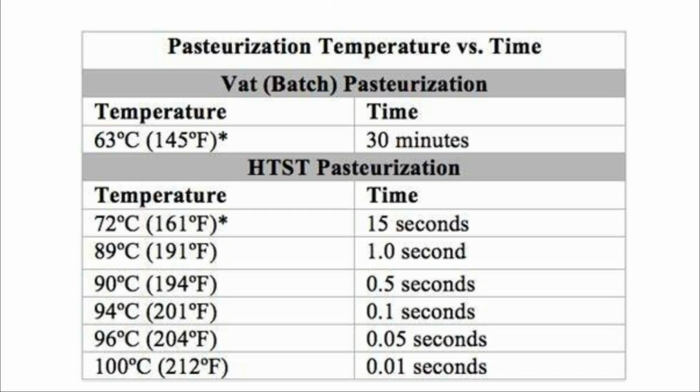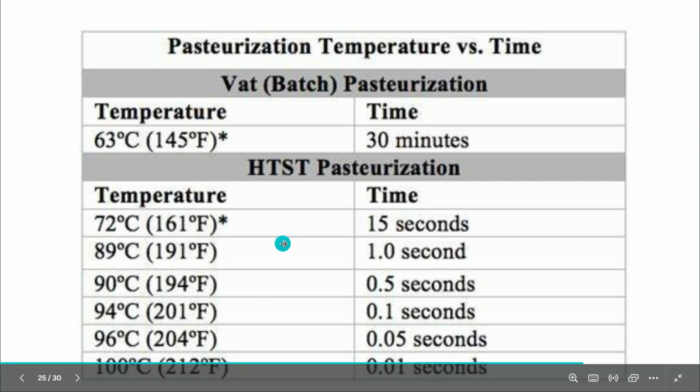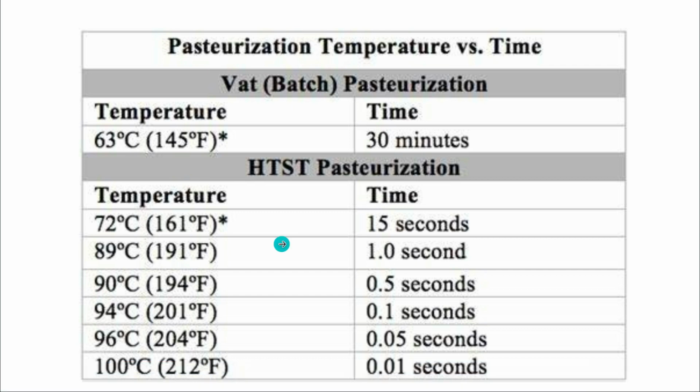Here there are different types of pasteurization which are characterized. The batch pasteurization, in which the liquid is heated at 63 degrees Celsius for 30 minutes followed by rapid cooling. Whereas HTST, high temperature short time pasteurization technique, where different temperatures are practiced at different times.